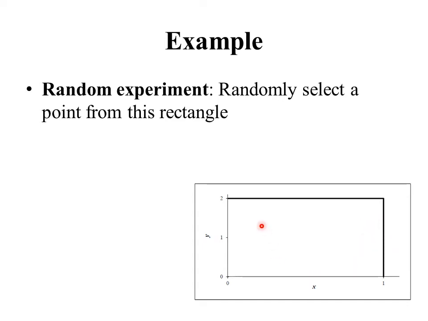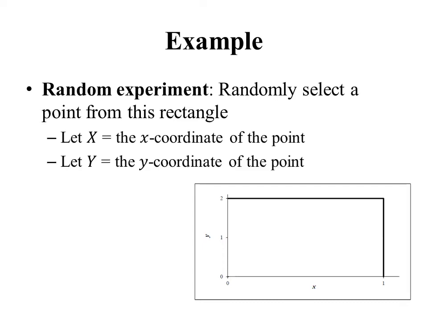And so we select a point inside this rectangle. So suppose we select this point right here. Well, that point has an x-coordinate and a y-coordinate. Both of those coordinates are numbers associated with an outcome of this random experiment. And so both of those are random variables. So let's define those random variables. Let's let x equal the x-coordinate of the point, and y equal the y-coordinate of the point. So we have one random experiment and two different random variables.